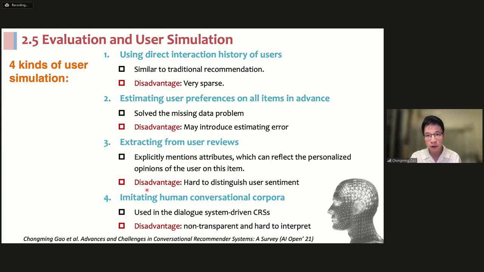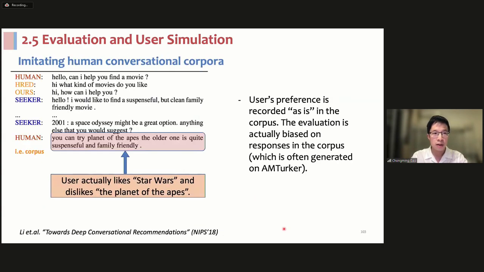The third and the fourth strategies are related to dialogue-system-driven CRS. We extract some information from the dialogue data, such as user reviews or conversational corpora. So we can take advantage of those additional data. The disadvantage of those two strategies is it's hard to distinguish user sentiment in those corpora, because the machine cannot understand human sentiment and common sense, and it's non-transparent and hard to interpret. Those are the four summarized strategies, but I don't have time to talk about them one by one, so I will skip them. If you are interested, you can check out our survey paper for details.